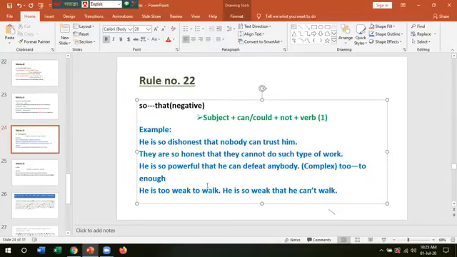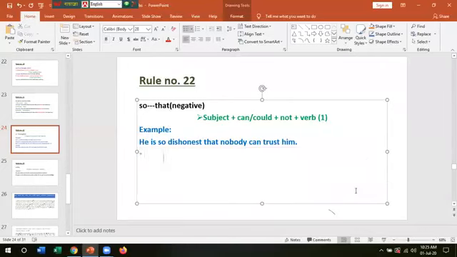Like, he is powerful enough to defeat anybody. Okay, he is powerful enough to defeat anybody. If the meaning is affirmative, but if it means negative, then we use too dot dot to. Okay, we will do it in transformation. Let us think about the right form of verb. What I actually wanted to mean is that if there is so dot dot that and it means negative, then this rule will be applicable. That is, subject plus can or could plus not plus verb 1. Understood?